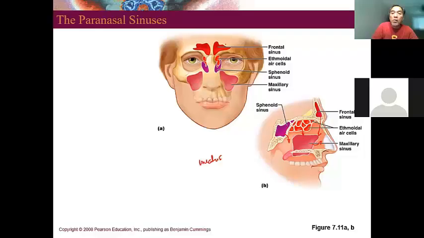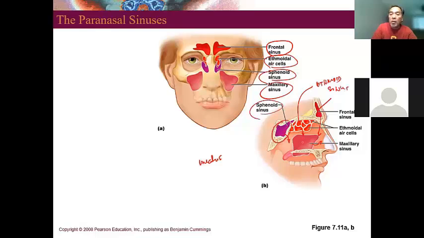The four sinuses: the one in the frontal bone is called the frontal sinus. The one in the ethmoid bone is the ethmoid air cells, or the ethmoid sinus. The one in the sphenoid bone is the sphenoid sinus, and the one in the maxillary bone is the maxillary sinus. Here you see the cavity molded inside the frontal bone, the frontal sinus. These air cells located at the ethmoid are the ethmoid sinus. The one at your sphenoid is the sphenoid sinus, and on the maxillary bone, the maxillary sinus.